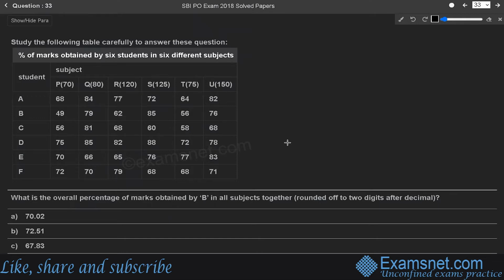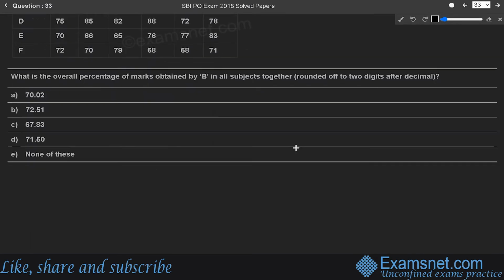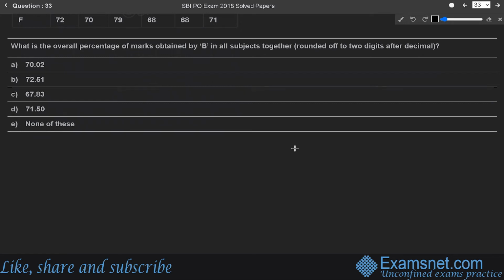Next question also has the same directions. Here, the question is, what is the overall percentage of marks obtained by B in all the subjects together, rounded off to 2 digits after decimal? So, marks obtained by B in all the subjects. Marks obtained by B in subject P will be equal to 49% into 70. So, it will be equal to 34.3. Marks obtained by B in Q are 79% into 80, which will be equal to 63.2.